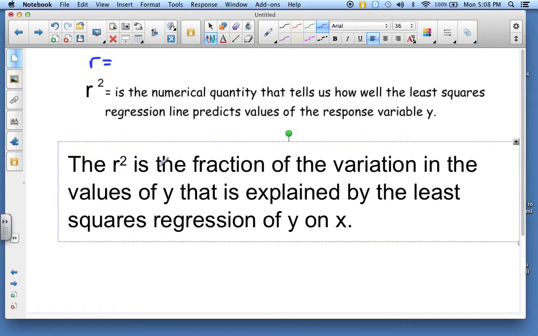Now R squared is the fraction of the variation in the values of y that is explained by the least squares regression line of y on x. This is more like lawyer talk. We'll go over what I really want you to write down and what I want you to say based on the R squared that we get on the calculator.